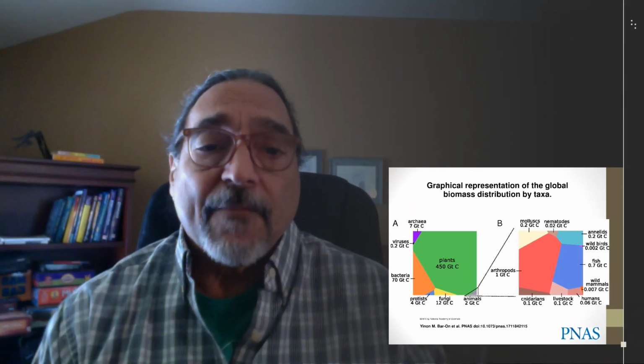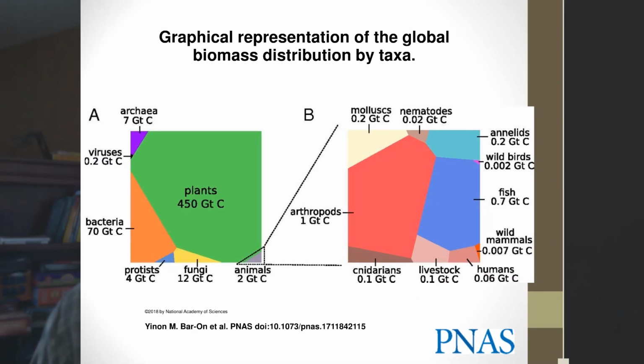A recent survey that was published in Proceedings of the National Academy of Science shows the relative amount of biomass on the planet. And in fact, you can see in part A of the figure that plants clearly provide the bulk of the biomass on the planet, about 450 gigatons. Bacteria, tremendously numerous, 70 gigatons of bacteria. And animals way down here, about 2 gigatons. Now, if we break down what exactly is the distribution of animals, you can see that arthropods are the predominant source of biomass for animals.